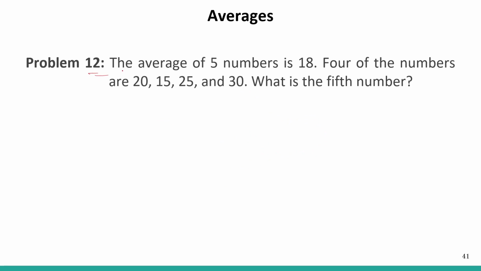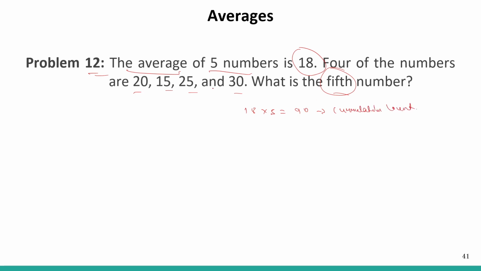So let's see problem number 12. The average of 5 numbers is actually 18. 4 of the numbers are 20, 15, 25 and 30. Then what is the fifth number? The average of 5 numbers is 18, so 18 into 5 is equal to 90, the cumulative count.